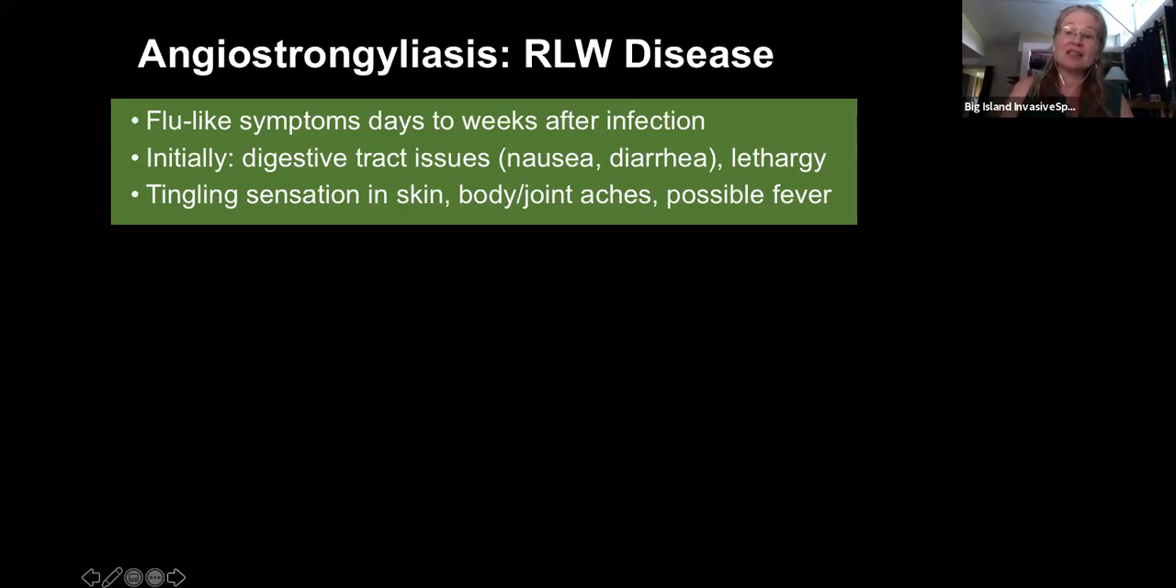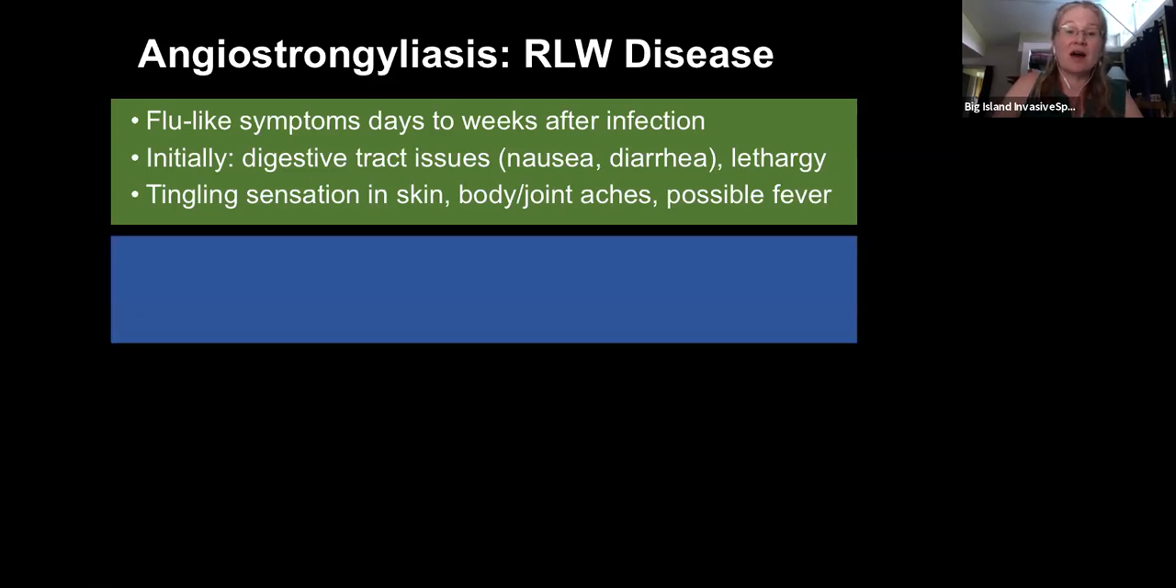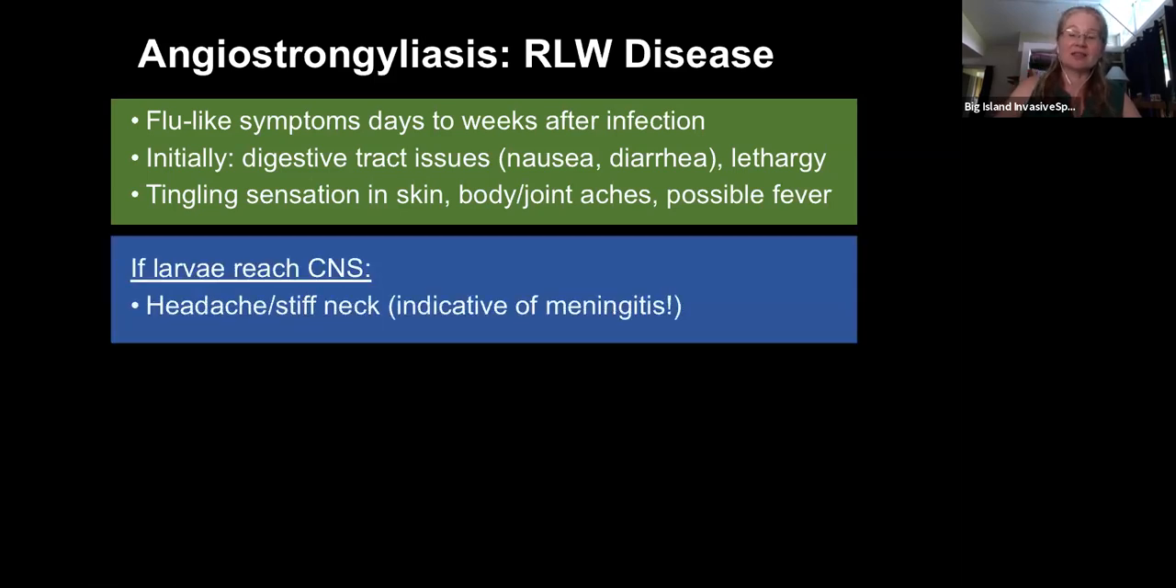But if they get into different parts of the body, if they're in your joints or your skin, you could start to get sensations there. These are actual microscopic worms that are in the body. So you can imagine what that might feel like. The real danger comes if the worms make it to the central nervous system.